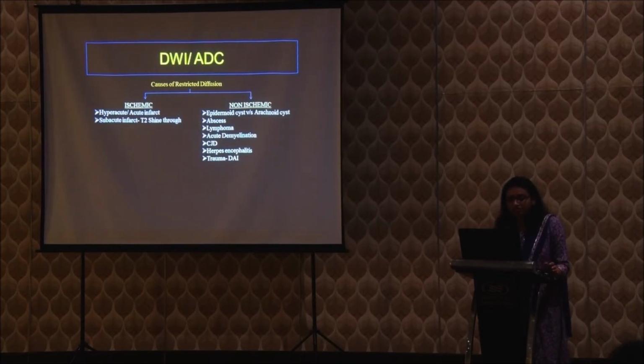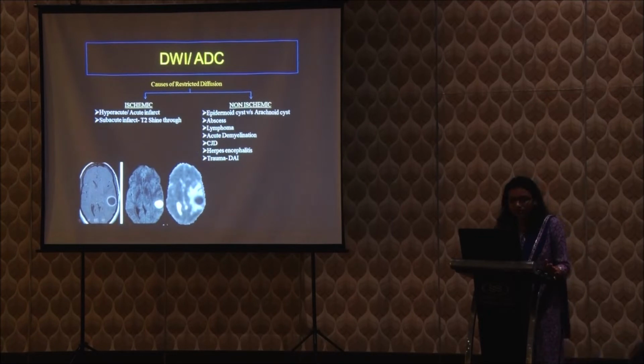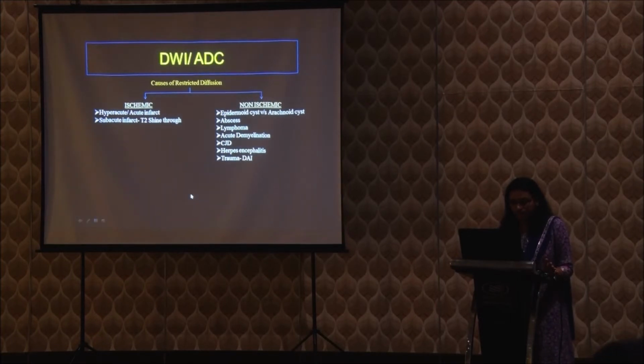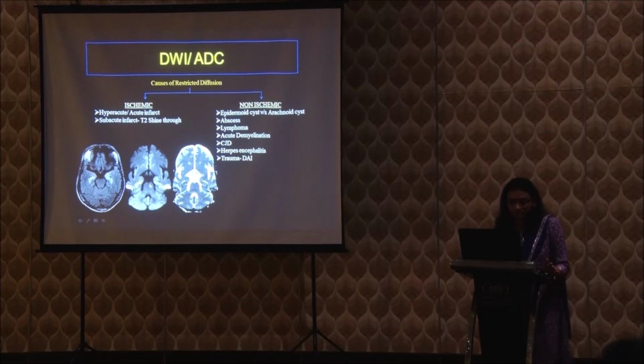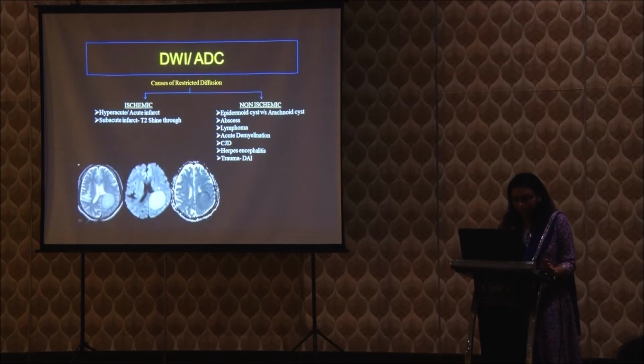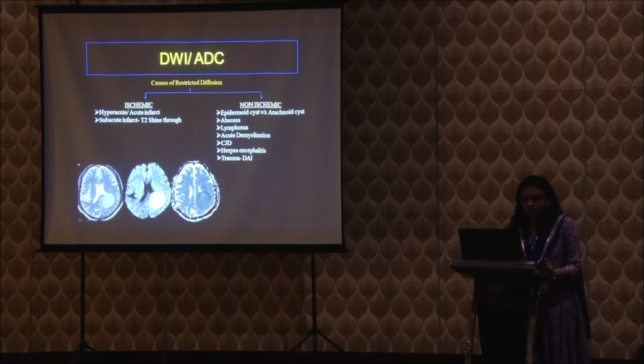So here's a list of causes of restricted diffusion, which include ischemic causes. Apart from hyperacute infarct, subacute infarct also appears bright on diffusion weighted images, and there are non-ischemic causes as well. This is an example of an abscess which restricts on diffusion, and corresponding low signal intensity is seen on ADC images. This is another example of herpes encephalitis, where there is restricted diffusion in bilateral medial temporal lobes. And this is a case of lymphoma. Due to its high cellularity, it is causing restricted diffusion.